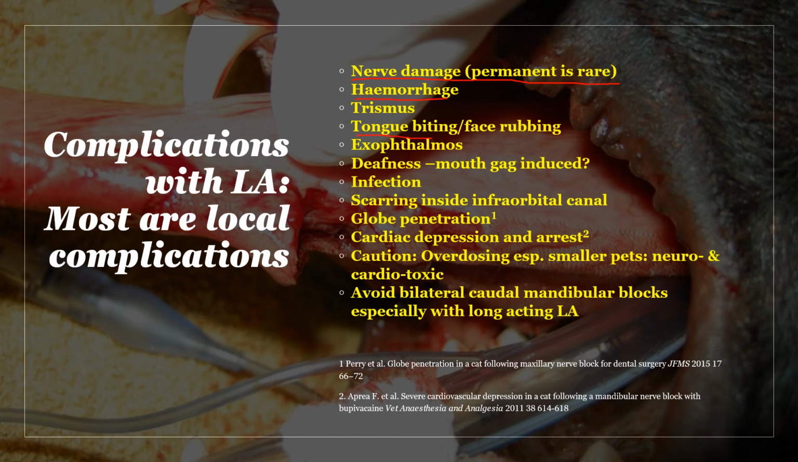Certainly we can see tongue biting. Tongue biting will be from the caudal mandibular nerve block. As you can see in the background image, we've got a dog's tongue here with a big cut out of it, and this dog was given bupivacaine bilaterally. When the dog started to recover, it actually started to chew its tongue because it couldn't feel the rostral two-thirds of its tongue on both sides. So we had to re-anesthetize the dog.